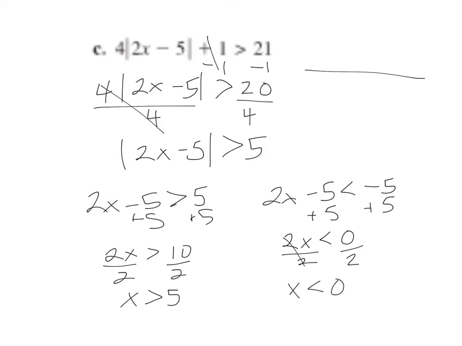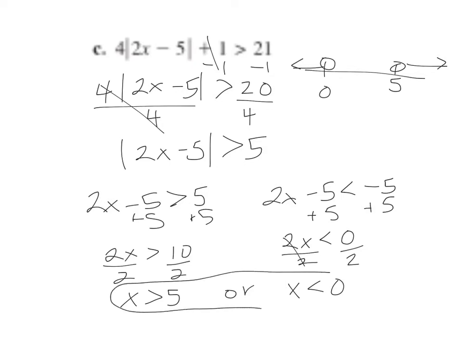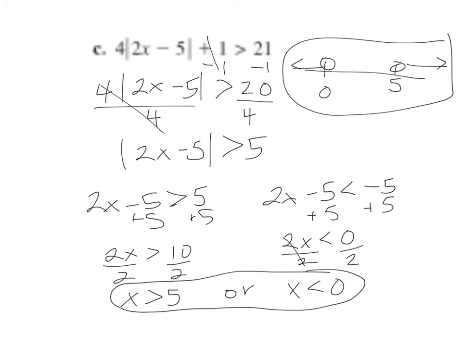Now if I were to graph this, I'd have my 0 here going to the left, and that would be an open circle. And over here at 5, I'd have an open circle going to the right. So this is an OR. So this would be our compound inequality. This would be the correct graph. Sorry about that screw up yesterday.